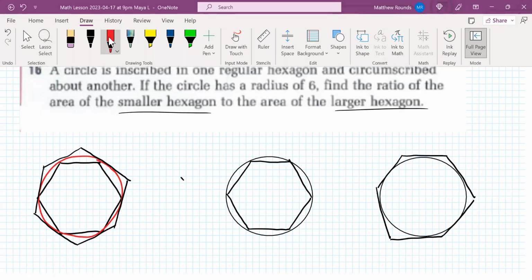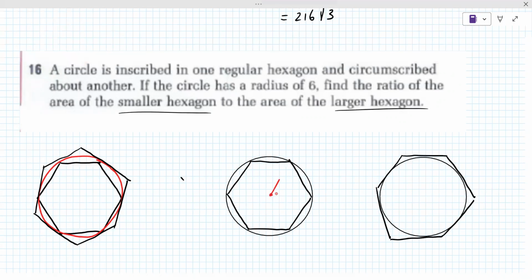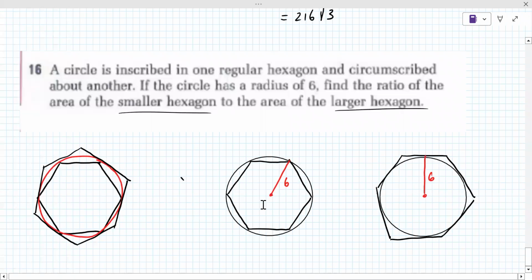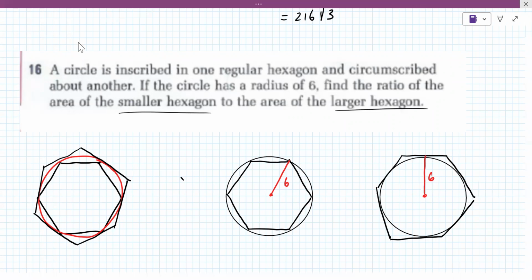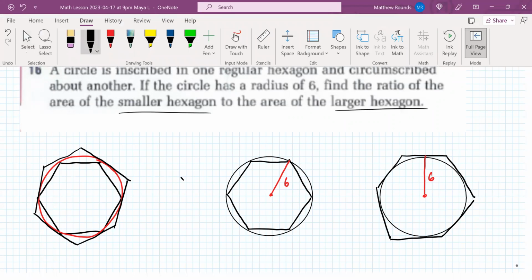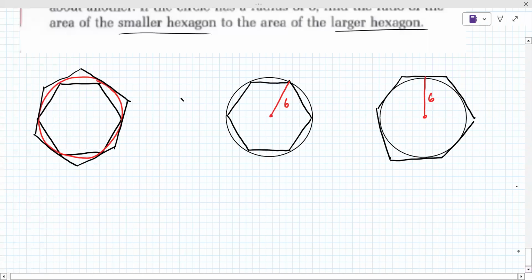Okay. So the radius in the first one, that's the 6. The radius in the second one is 6. So notice the main difference is that in the smaller one, it's the side length, and in the larger one, it's the apothem. Okay. All right. Now, I think we've actually done these calculations already, but we'll do them again here.